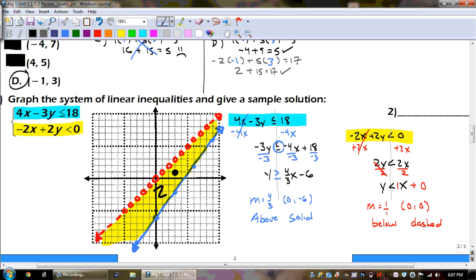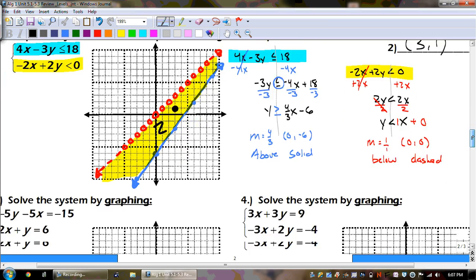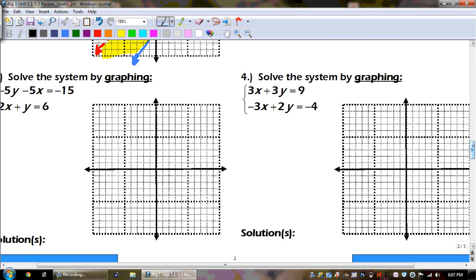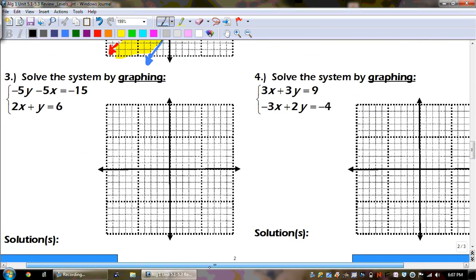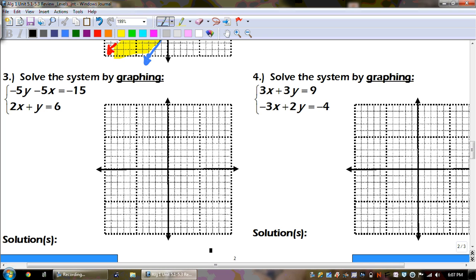And remember, you guys don't have to use my point. You can go anywhere that's shaded in. Okay. Now, number 3 and 4, once again, they're asking us to solve by graphing. I know we have to solve by graphing because there's a giant graph next to it. I'm going to do problem number 3.